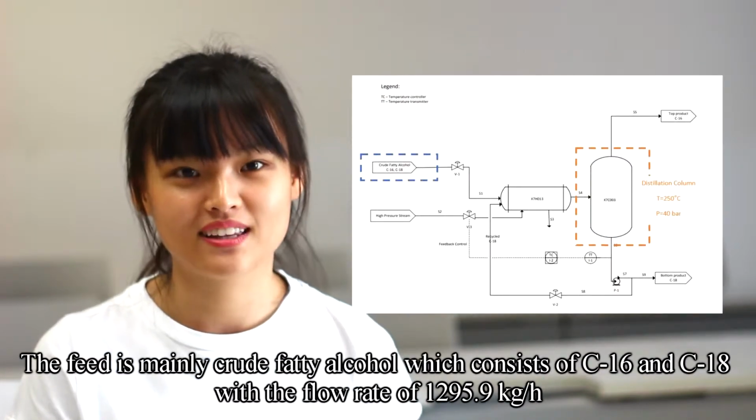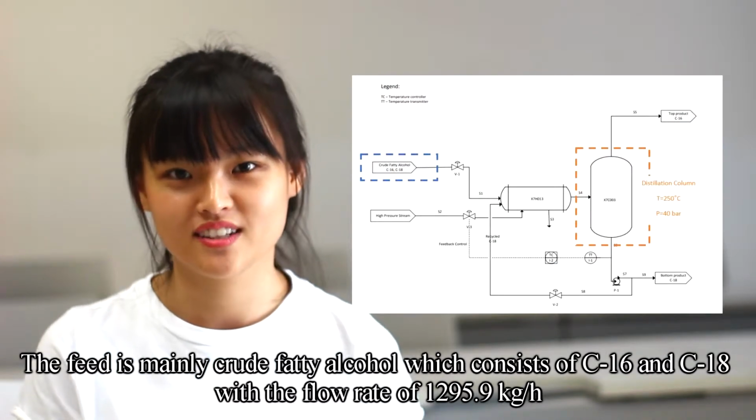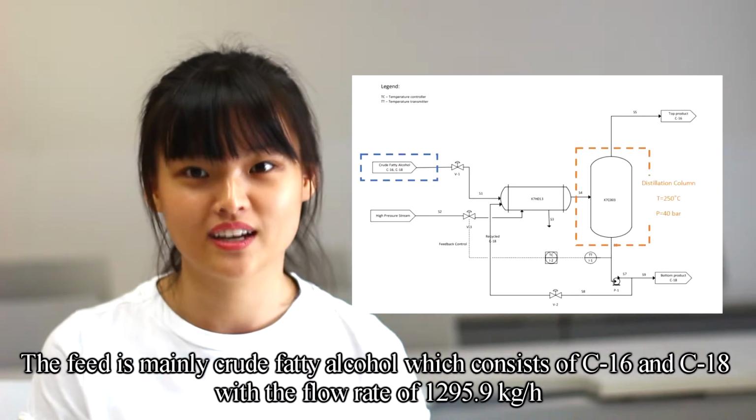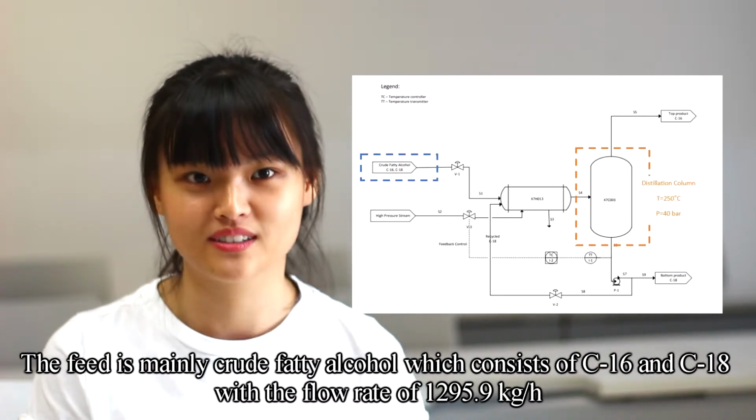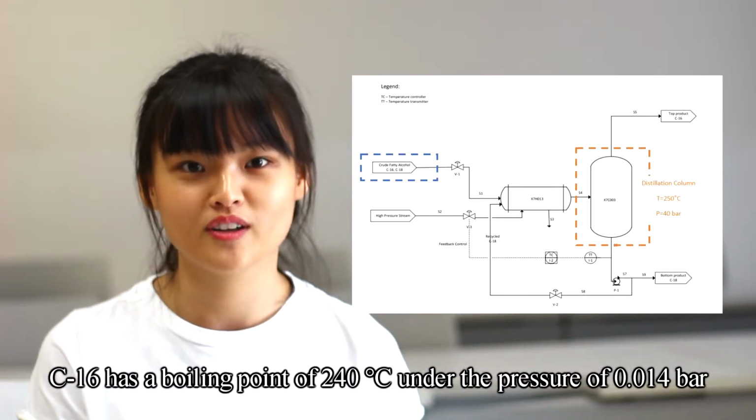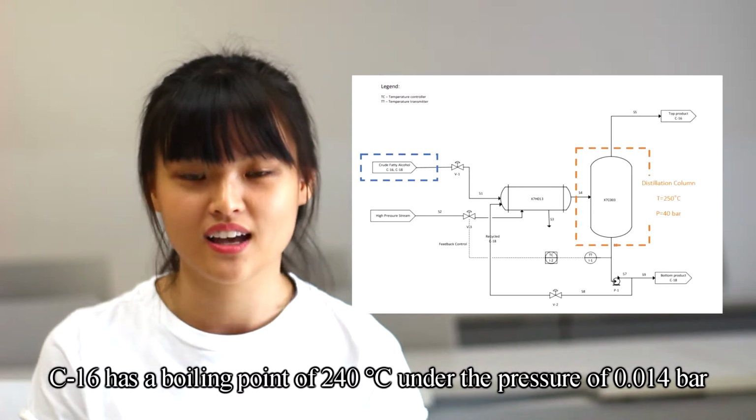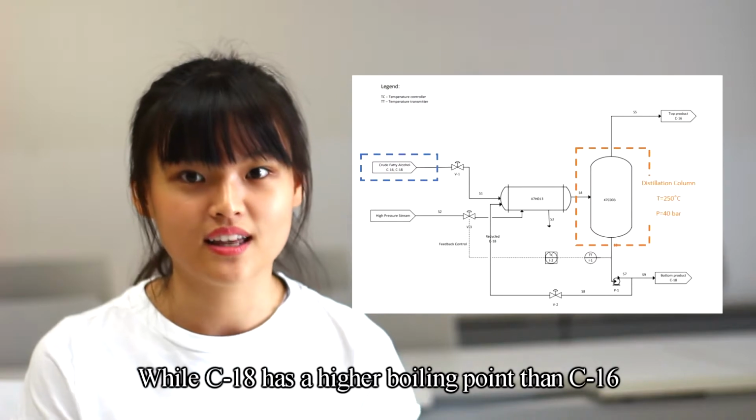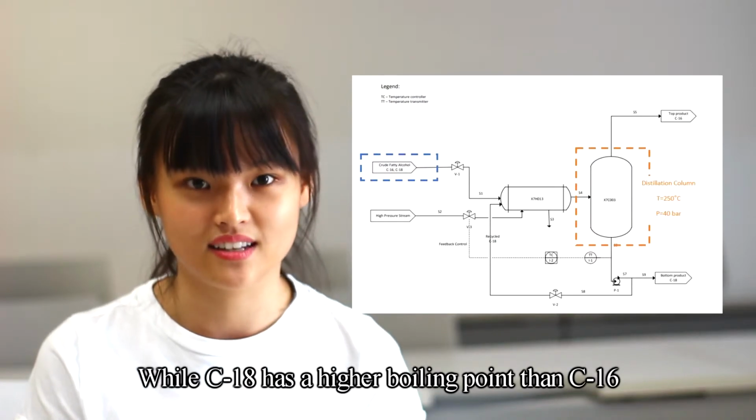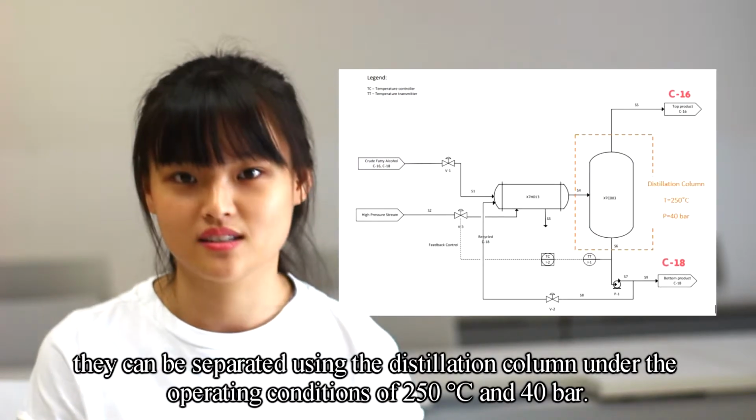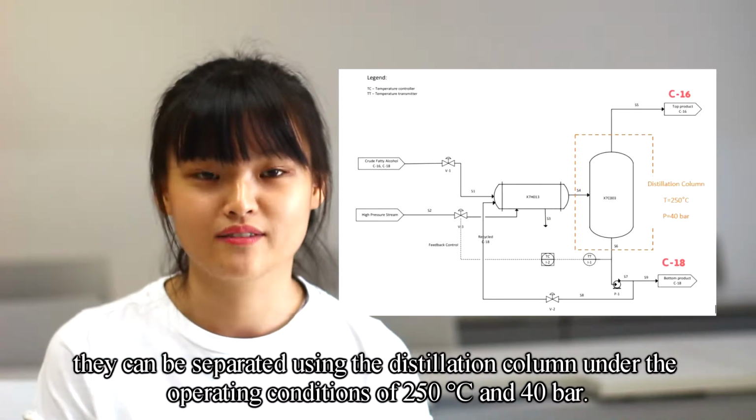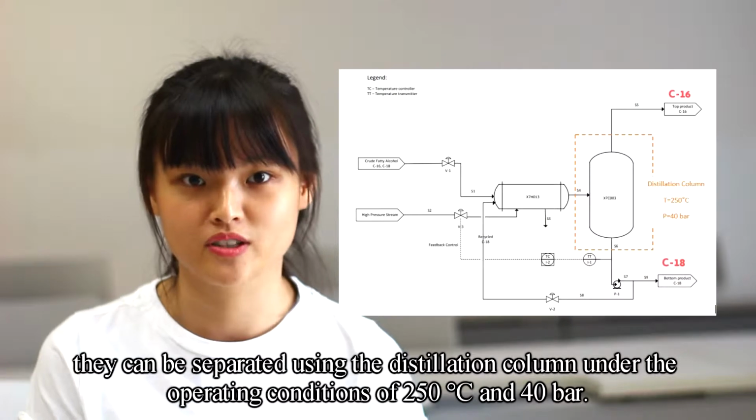The feed is mainly crude fatty alcohol, which consists of C16 and C18 carbon chain with a flow rate of 1295.9 kg per hour. C16 has a boiling point of 240 degrees Celsius under the pressure of 0.014 bar, while C18 has a higher boiling point than C16, so they can be separated using the distillation column under the operating temperature of 250 degrees Celsius and 40 bar pressure.